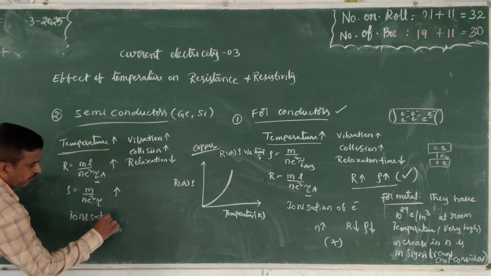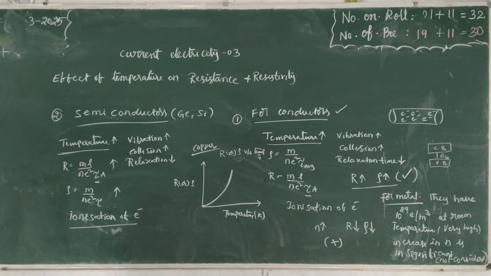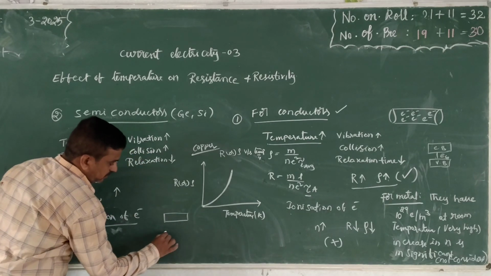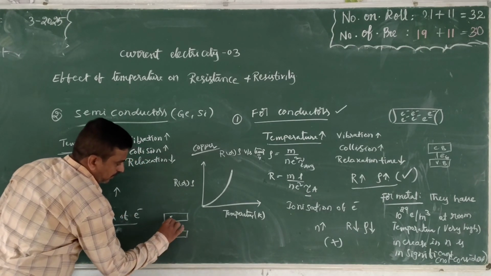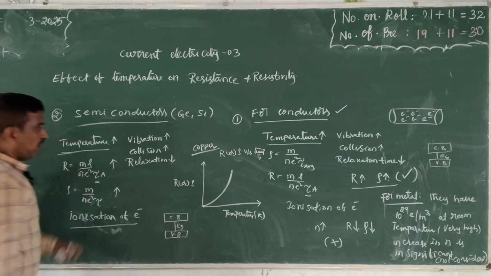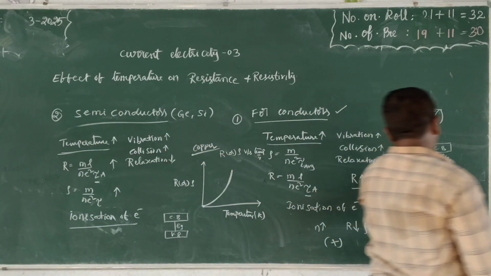Ionization of electron. Ionization of electron means the process by which ions are formed, either by losing the electron or gaining the electron. For example, see, there are three cases here: conduction band, valence band, and energy gap. In silicon and germanium the energy gap is larger, but in the case of conductors the bands overlap.